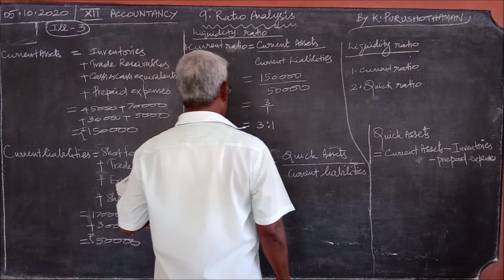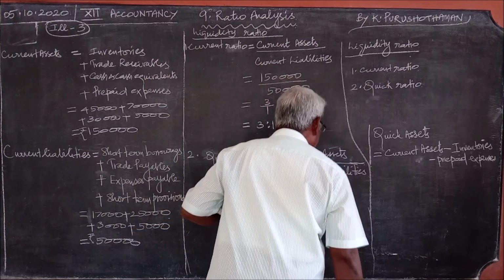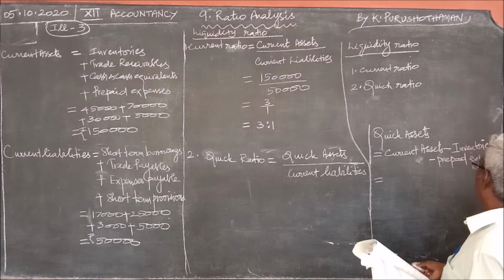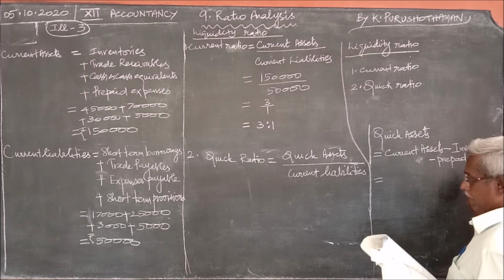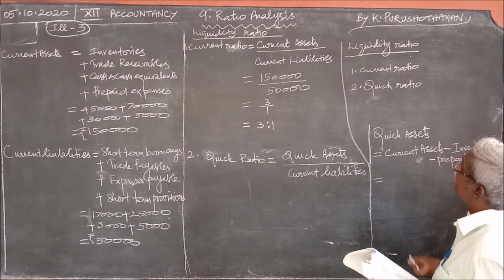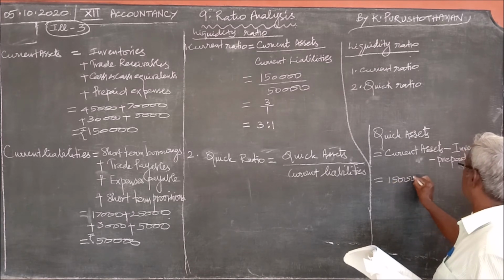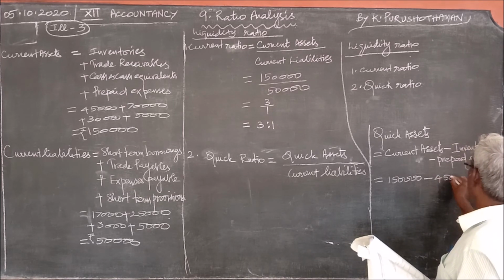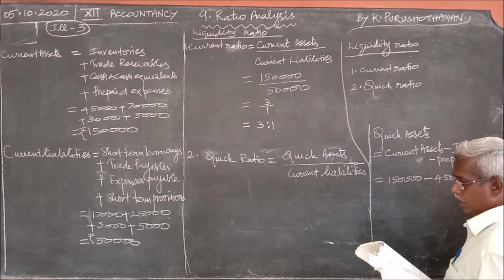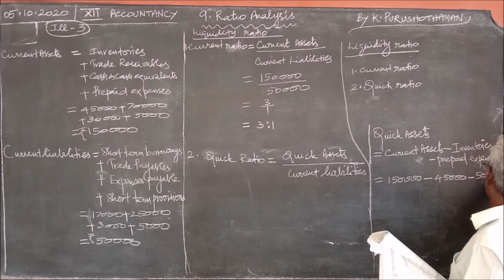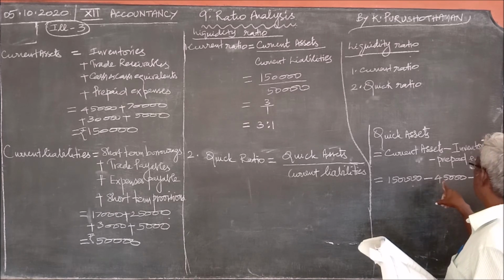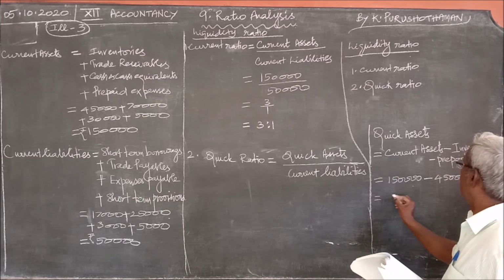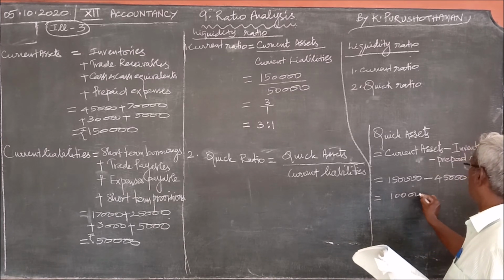Then the next one is the quick ratio. To find the quick ratio, we need quick assets. For this, what do we have to do? From the current assets, we should minus inventories and prepaid expenses. Current assets 1,50,000 minus the amount of inventories, 45,000, minus the amount of prepaid expenses, 5,000. Totally 50,000 you should minus. 1,50,000 minus 50,000, therefore 1 lakh.